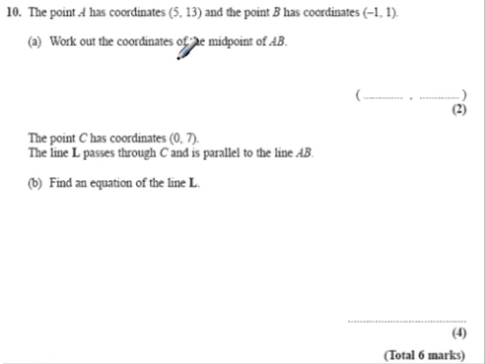Okay, first thing we need to know is how to work out the midpoint of a line. The midpoint of a line is simple. If one point has coordinates 5, 13, and the other point has coordinates minus 1, 1, the middle of the line, which is going to be somewhere here, is going to have an x-coordinate which is the average of the x-coordinates, and a y-coordinate which is the average of the y-coordinates.